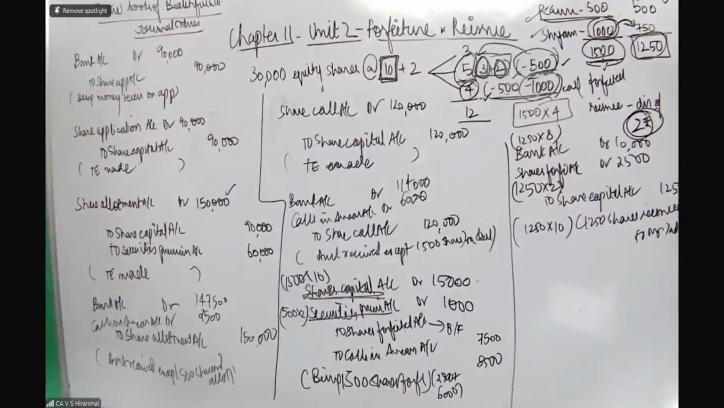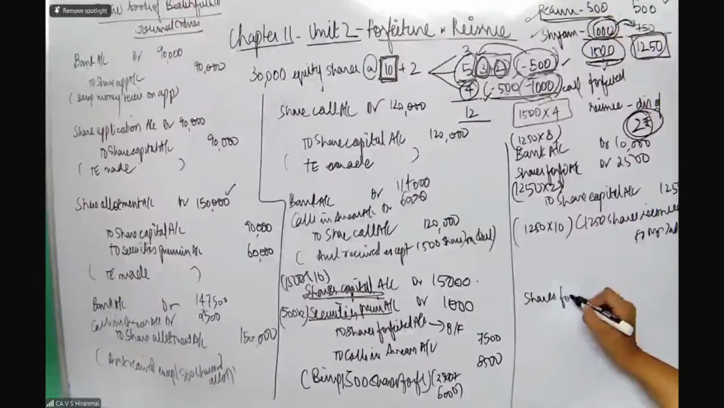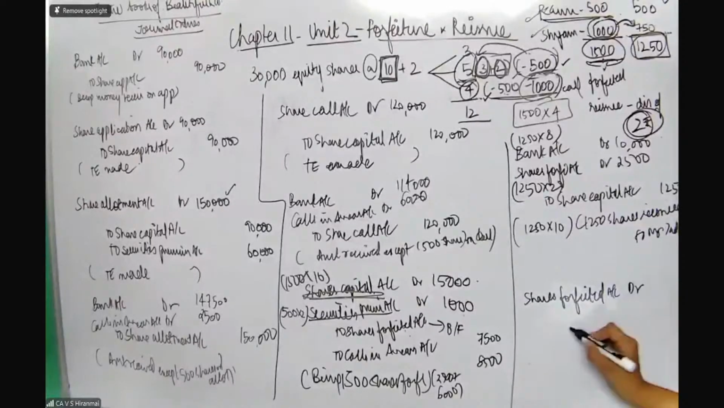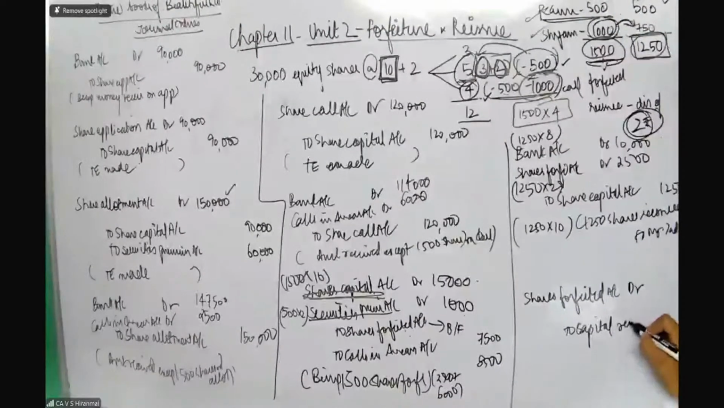No. Jaddu. So now coming back, the last entry will be the capital reserve entry, which will be shares forfeited account debit to the capital reserve. Okay.